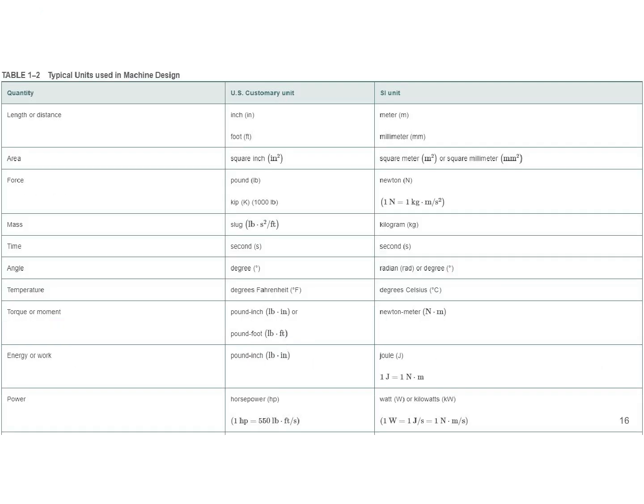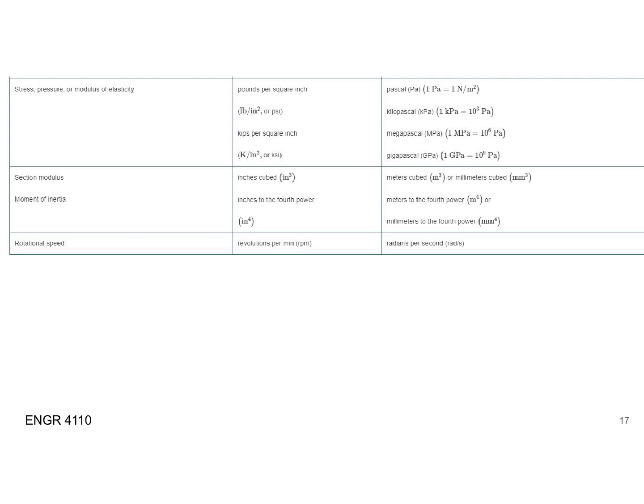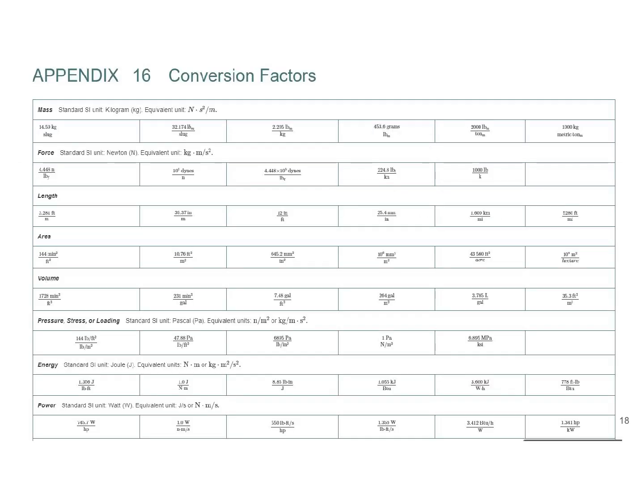And then typical units in machine design: you have length, area, force, mass, time. You have the US customary unit and the SI unit. So try to familiarize yourself with these different units and the different factors that these units are designated for. Then you have conversion factors here.